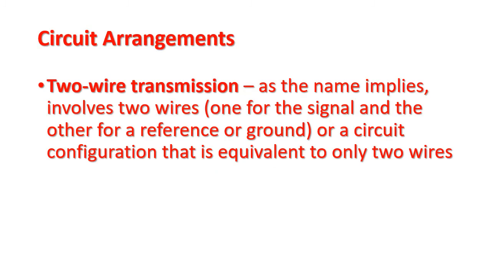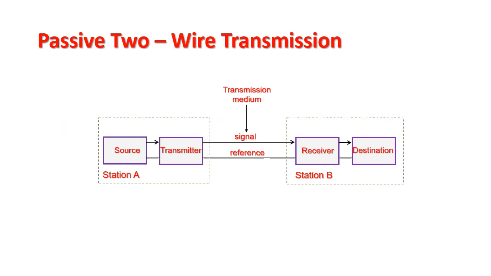Circuit arrangements. Two-wire transmission, as the name implies, involves two wires, one for the signal and the other for a reference or ground, or a circuit configuration that is equivalent to only two wires. Under the two-wire transmission, there are two types. First is the passive two-wire transmission, which just consists of two wires as a channel for the electric signal to pass through from the transmitter to the receiver. One wire is where the signal travels, and the other is just the reference wire.